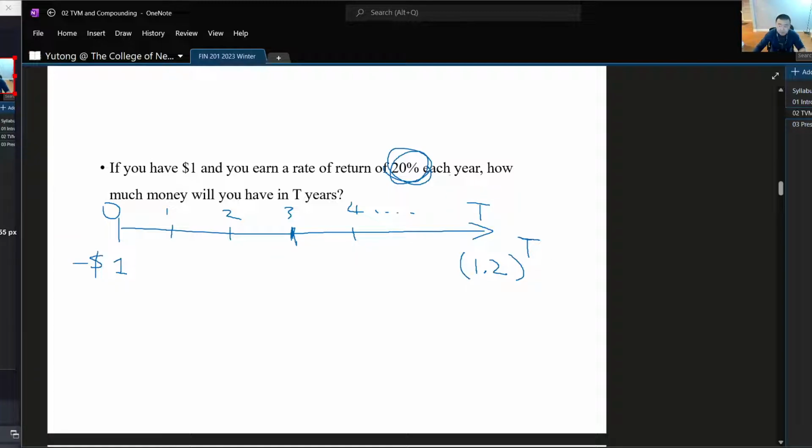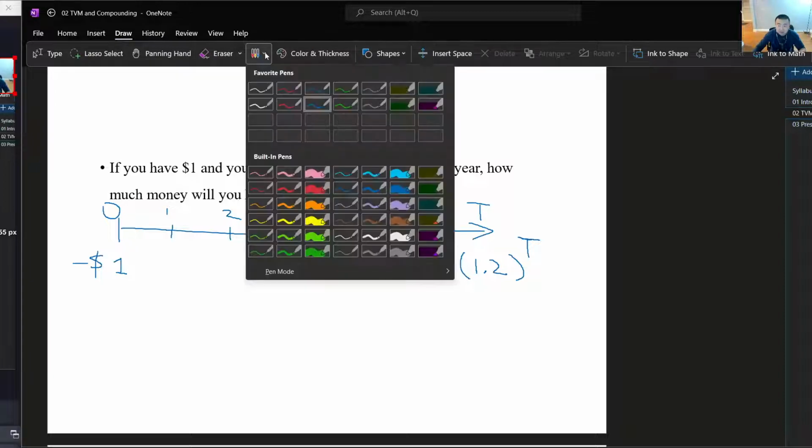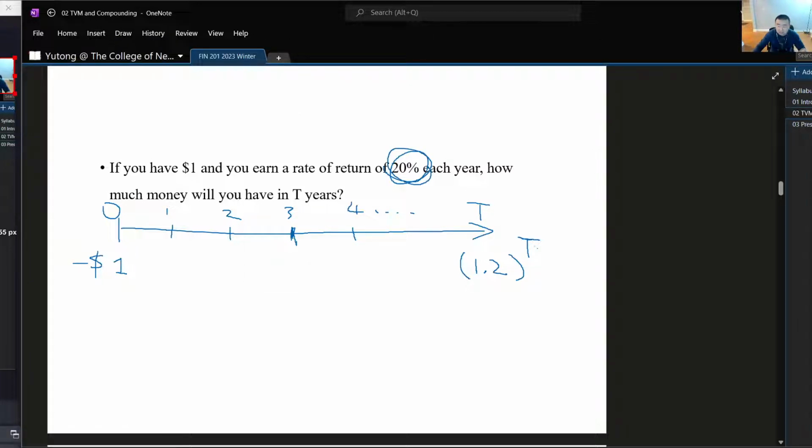And I have to call for attention, that is, this t is not just t. This t is essentially t minus 0. Okay, so this is the last period minus where you begin your investment, where you start.